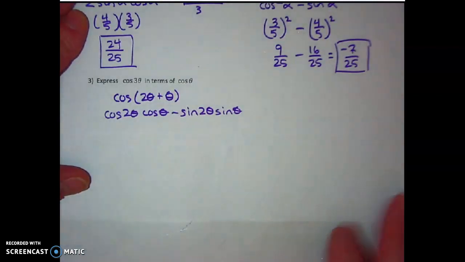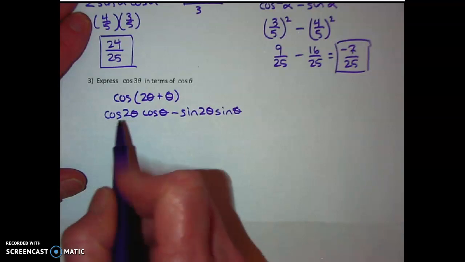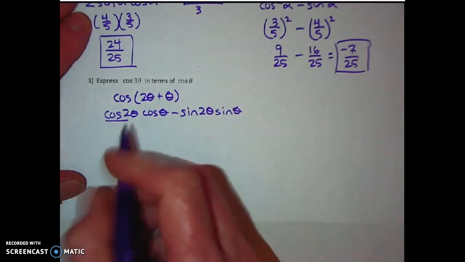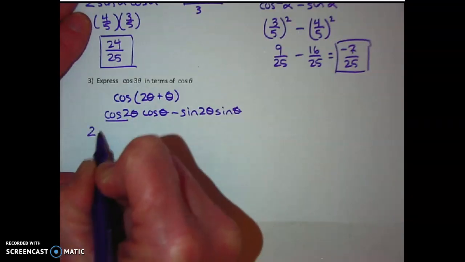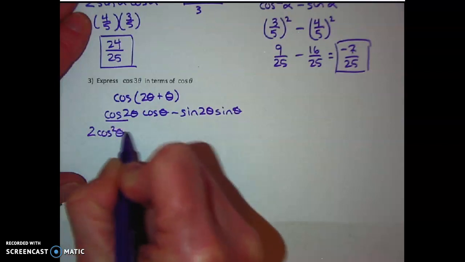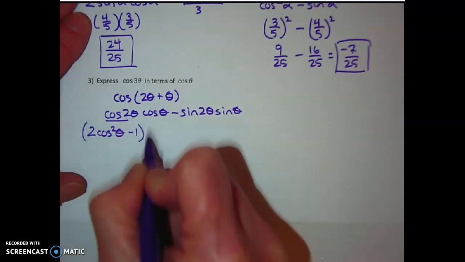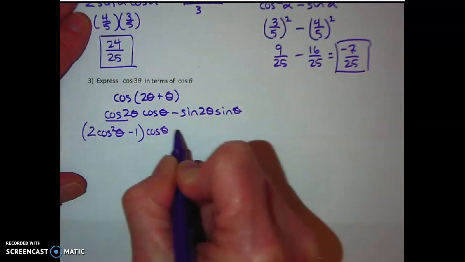And now we're going to use those formulas up above. It wants us to write this in terms of cosine theta alone. So that means I'm going to use the bottom one for this cosine of 2 theta. So this cosine of 2 theta I'm going to write as 2 cosine squared theta minus 1, times that cosine of theta.